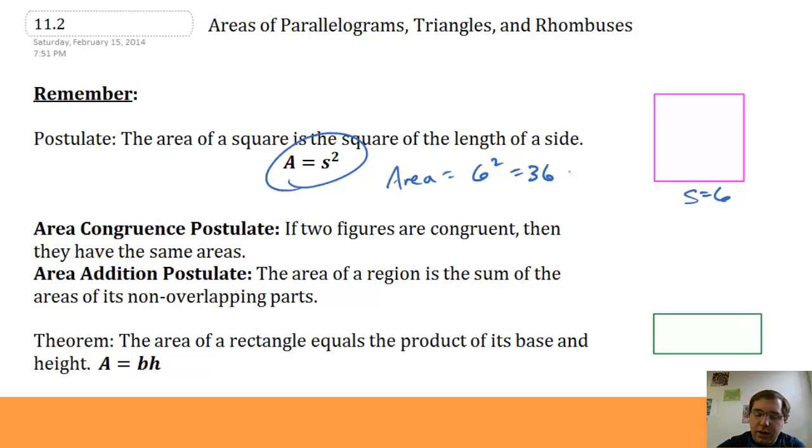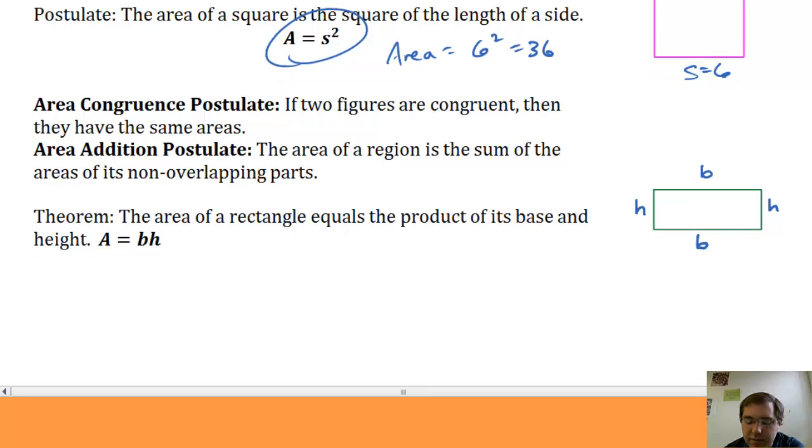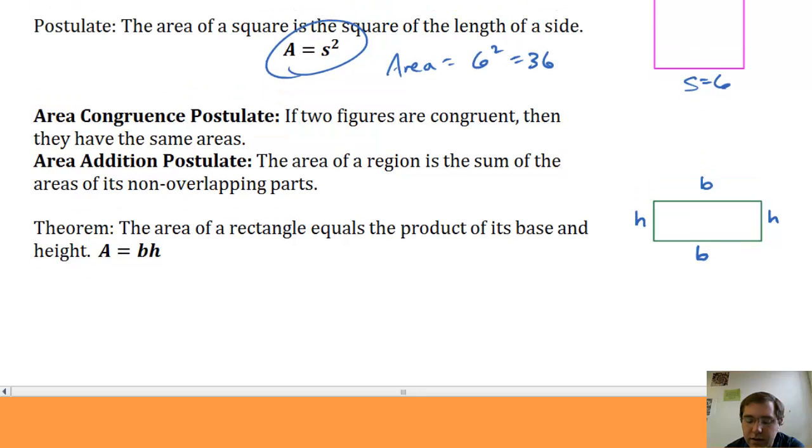And then we had a theorem that gave us the area of a rectangle. The area of a rectangle equals the product of its base and its height. So we would call the bottom part the base here, and the left side the height, but the left side and the right side are the same, so we could just as easily call the right side the height, and the top and the bottom are the same, so we could just as easily call the top the base, because it's a rectangle, so opposite sides are congruent. But if we take the base times the height, we'll have the area of the rectangle.